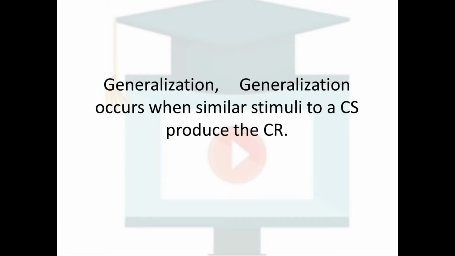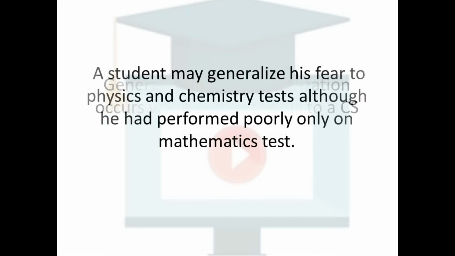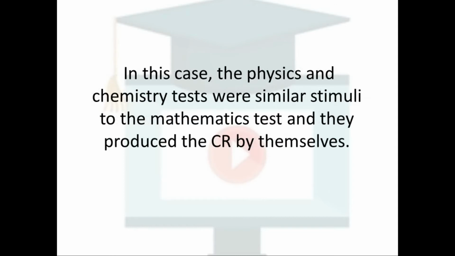Generalization. Generalization occurs when stimuli similar to a CS produce a CR. A student may generalize his fear to physics and chemistry tests, although he had performed poorly only on mathematics tests. In this case, the physics and chemistry tests were similar stimuli to the mathematics test, and they produced the CR by themselves.